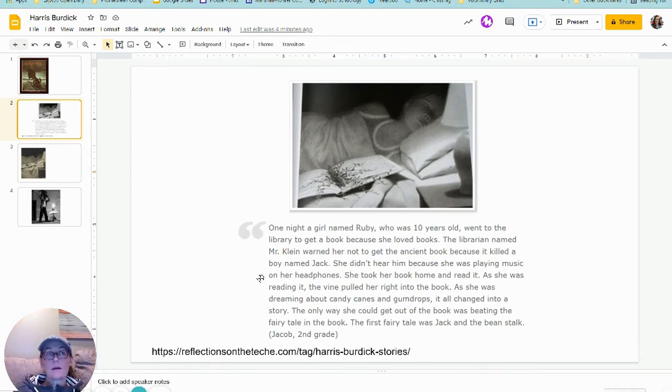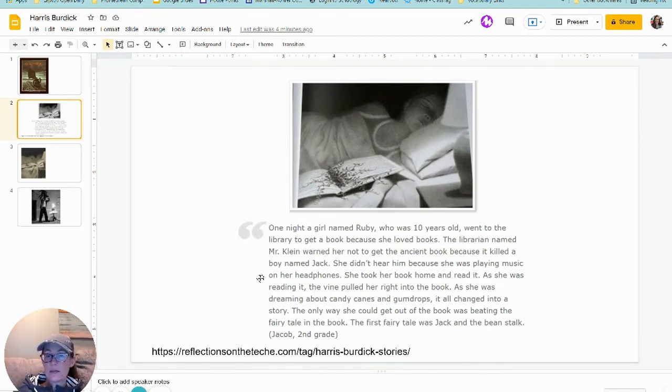And then thinking. Do we have any thinking here? Warned her to get the ancient book. She didn't hear him. She took the book home. I don't see any thinking here. She was reading it, and the vine pulled her right into the book. The vine pulled her right back in. So that's another moving. I don't think we have any talking. We don't have any thinking.